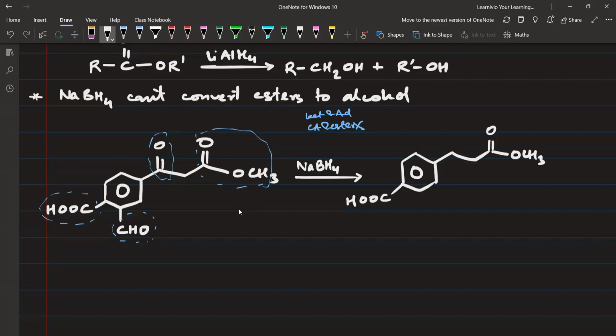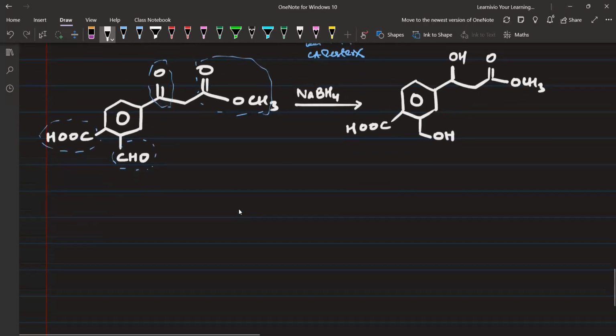Now, the changes will be in the ketone. The ketone C double bond O will become OH, and the CHO will become CH2OH. Next, if I use H2 in the presence of nickel, Pd or Pt, then we know that H2 can convert everything except carboxylic acid. Carboxylic acid के अलावा सभी चीज को किसमें convert कर देगा? It will convert into alcohol.